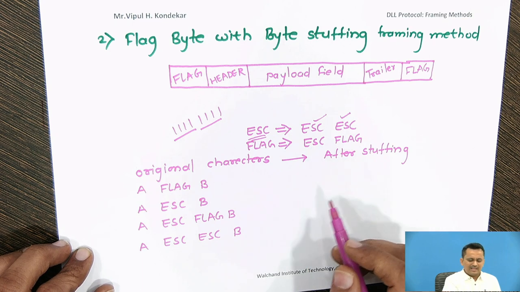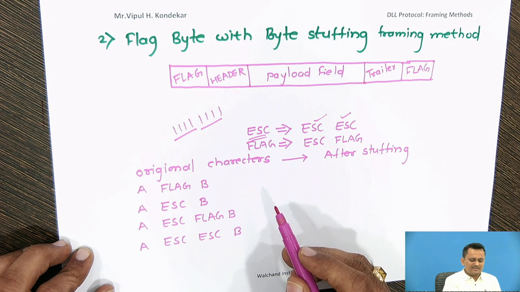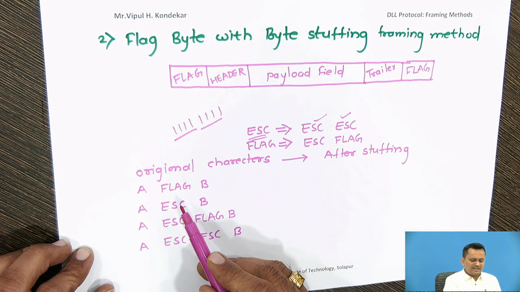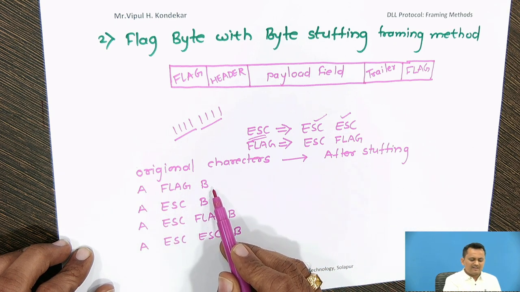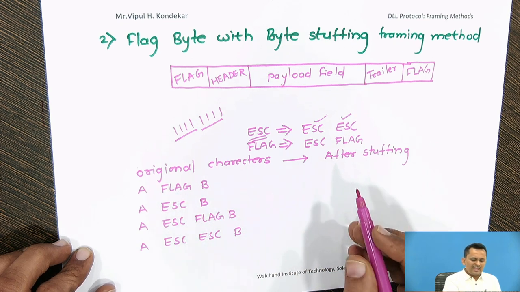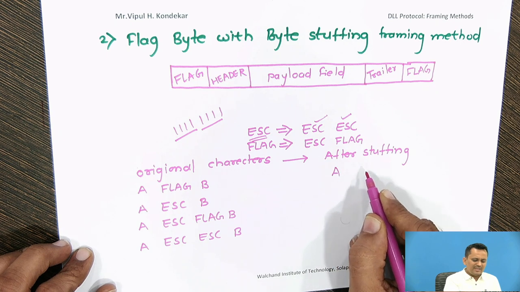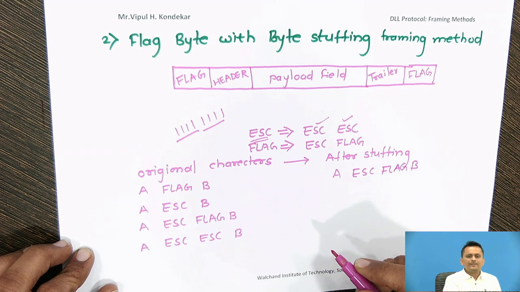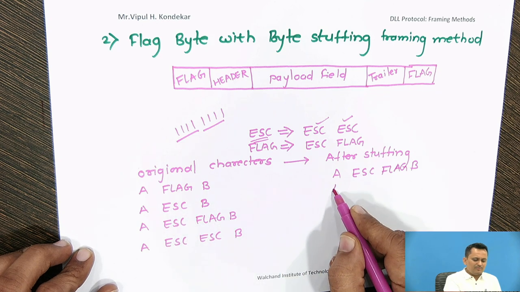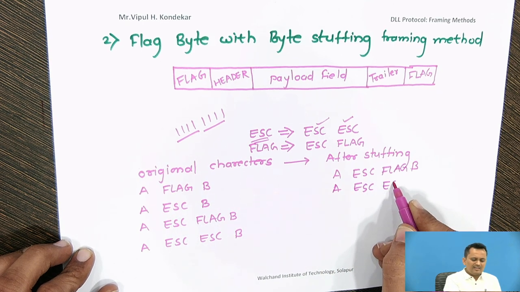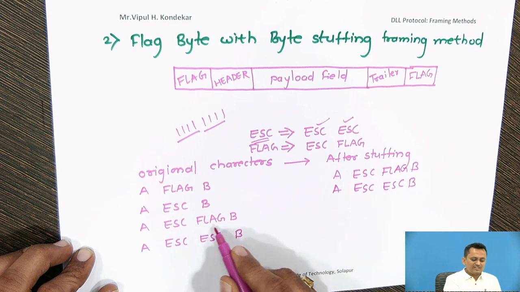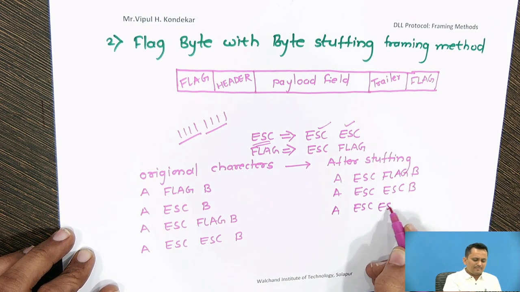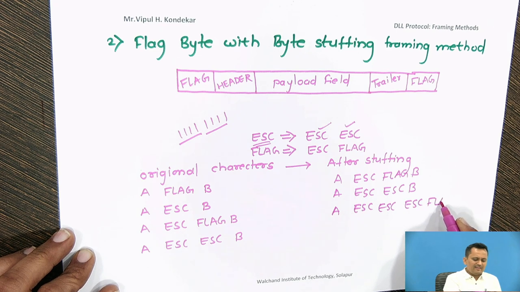Let us take some examples of how these escape characters are stuffed when transmitting data by this technique. If you have data where A and B are the data characters and the data itself has a flag value, what actually gets sent is A, then escape character, then flag and B. If the data itself has an escape character, what you'll be sending is A, then escape character, again escape character, and B. If data has the combination escape, flag, what you'll be sending is A, then escape, escape, and then one escape character again, flag and B.